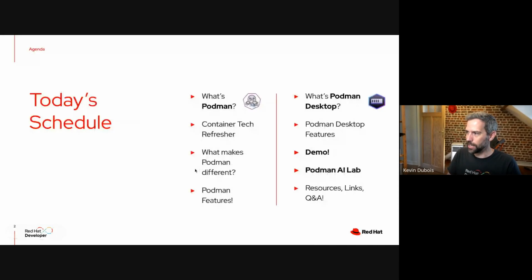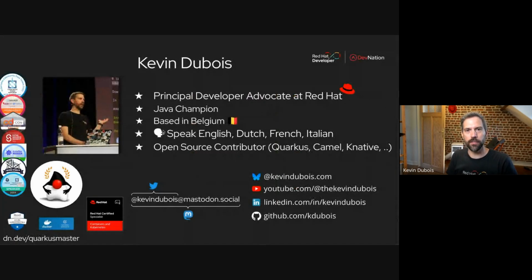So my name is Kevin Dubois. I'm a developer advocate at Red Hat, and I'm based in Belgium. I'm also a Java champion, so that's why you'll see that I'll play around with a Java application. But the idea is that it doesn't necessarily matter what stack you work with, whether it's Java or .NET or Node.js or Python or Go or whatever. The same principles should apply, right? But I'll use a Java application that I'll containerize.